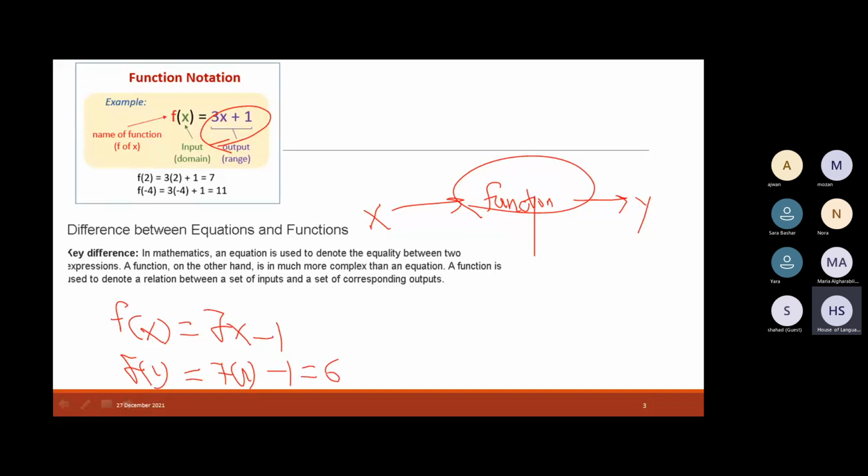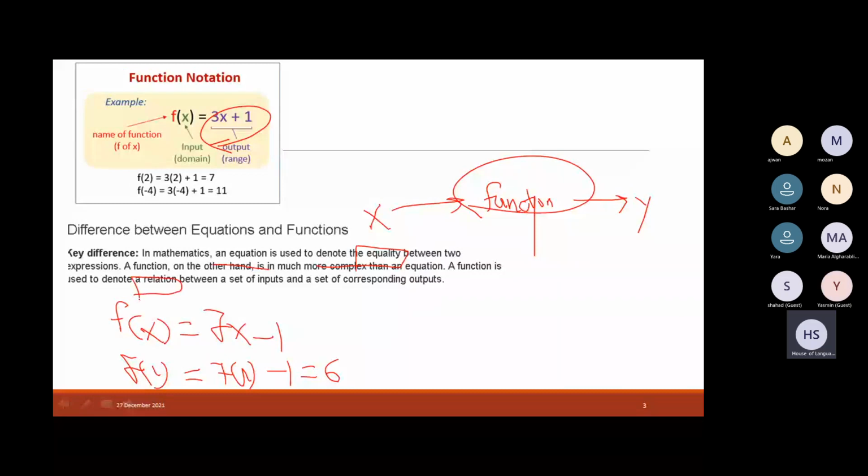Right. Now, what's the difference between the equation and the function? There's a small difference. An equation is used to denote equality, like when I say 3x plus 1 equals y. So there's an equality in the equation. But the function is more complex, because it's about the relation between two points.